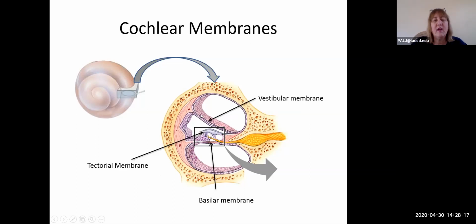The membrane that's just below the scala vestibuli, that makes the floor of the scala vestibuli, is called the vestibular membrane. The membrane that makes the floor of the cochlear duct is called the basilar membrane. And the 3rd membrane, the one that's at the top of the spiral organ, is called the tectorial membrane.